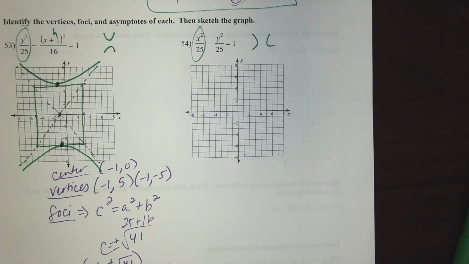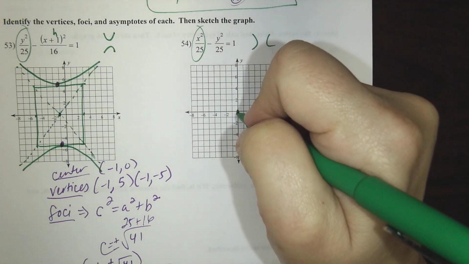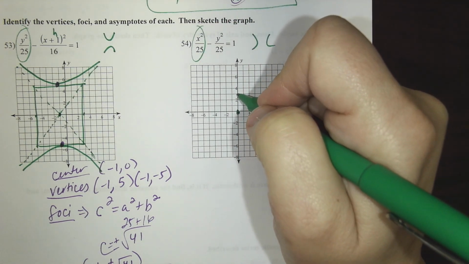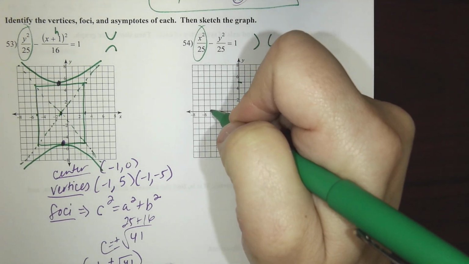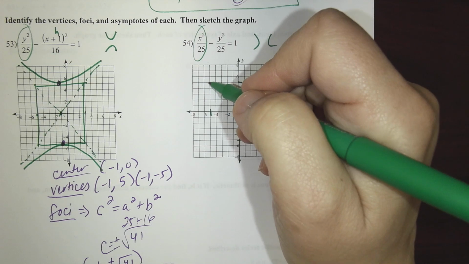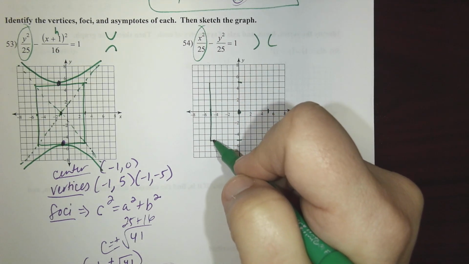All right, let's do that again. Let's do it with the left, right. So this one's easy. This is at 0, 0. You're going to go up 5, 1, 2, 3, 4, 5, over 5, down 5. But you're not going to draw in a circle or an ellipse. You're going to draw a box.